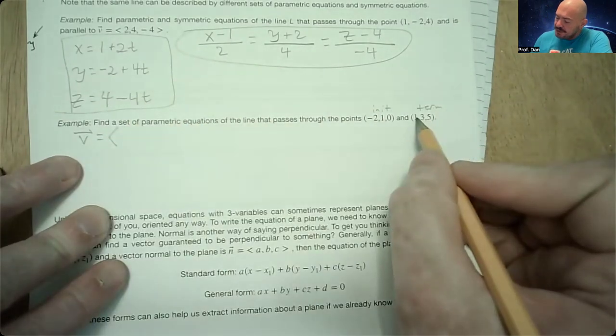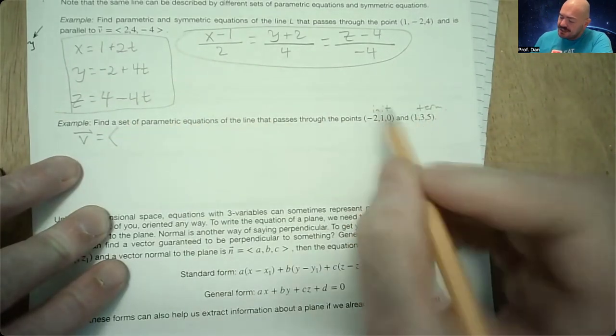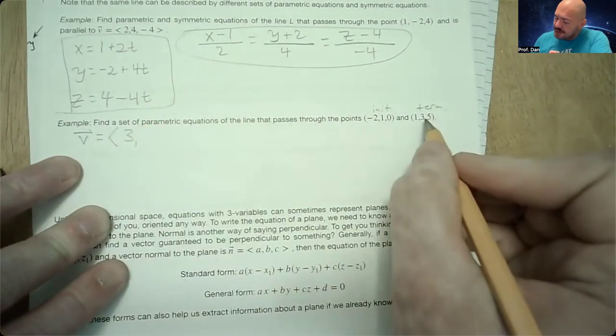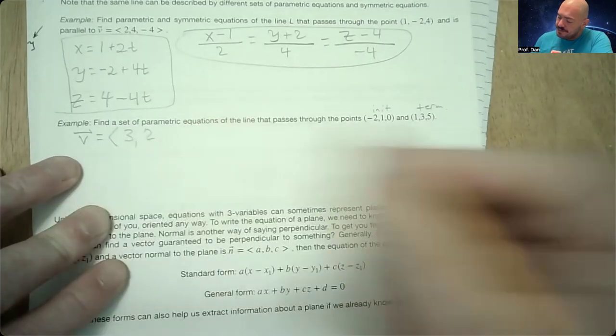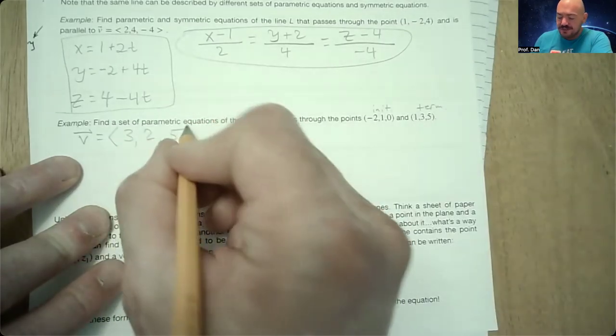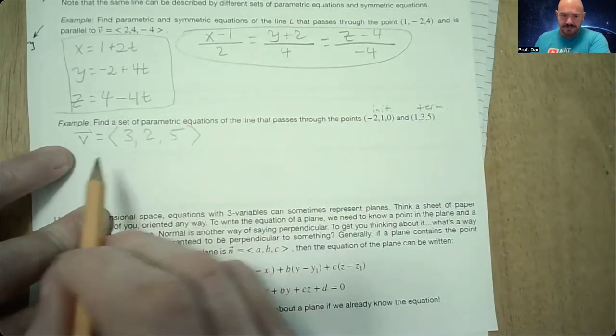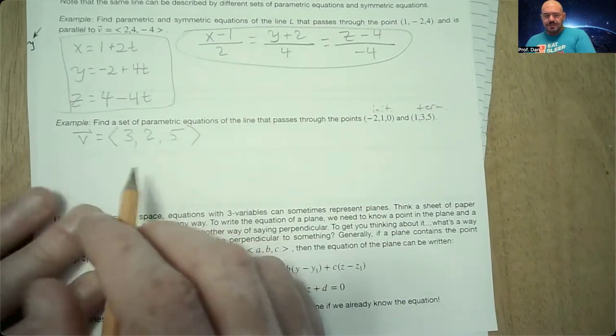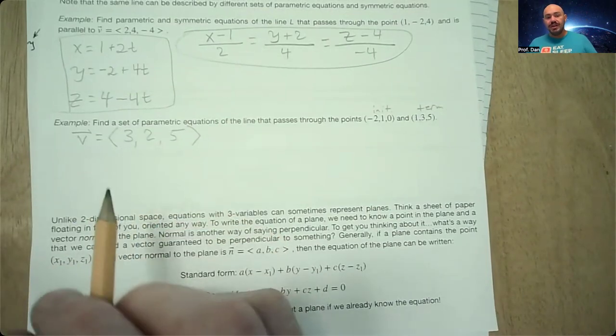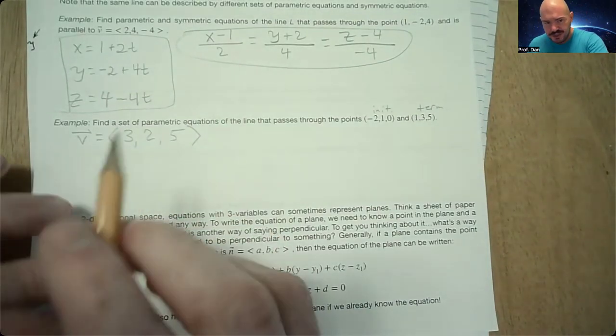So x component, we do final minus initial. 1 minus -2, we get 3. 3 minus 1, we get 2. 5 minus 0, we get 5. So the direction vector, v, is 3, 2, 5. So this is either on the line or parallel to the line, just to remind you.